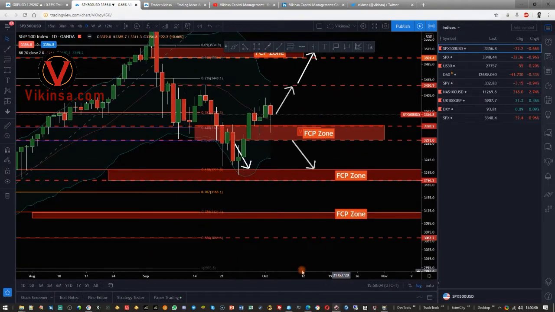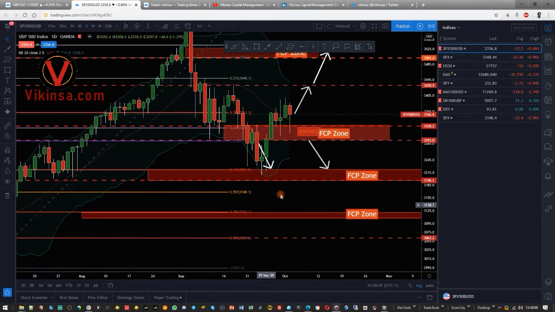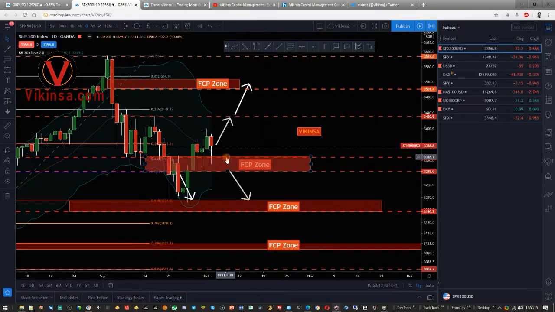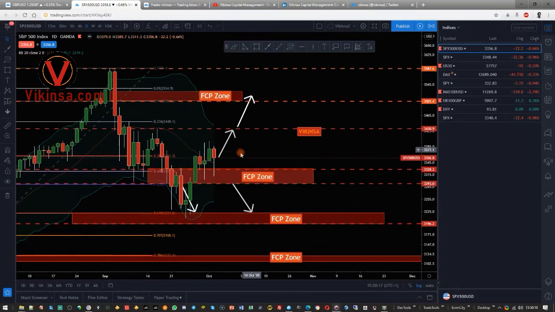So all of these levels are still intact. I'm still bearish on it, but for some duration it may start to go back up. I will not go for a short position from a swing trading point of view until this FCP zone is broken to the downside. For now it is looking a little bullish as far as I can see.